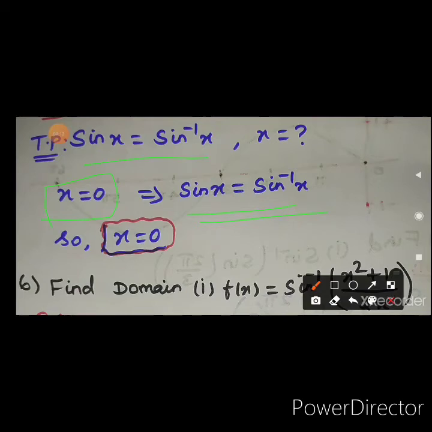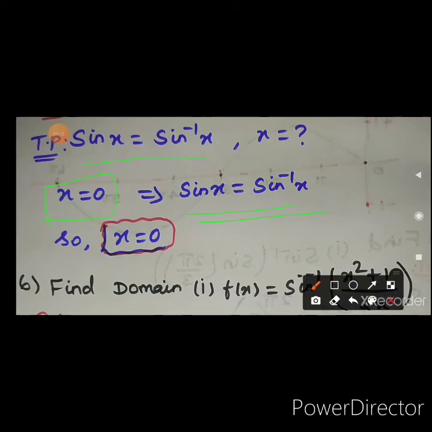Second sum. G of x is equal to 2 sin inverse of (2x minus 1) minus pi by 4. Solution: the domain of sin inverse is minus 1 to 1. We know that the domain of sin inverse is minus 1 to 1.